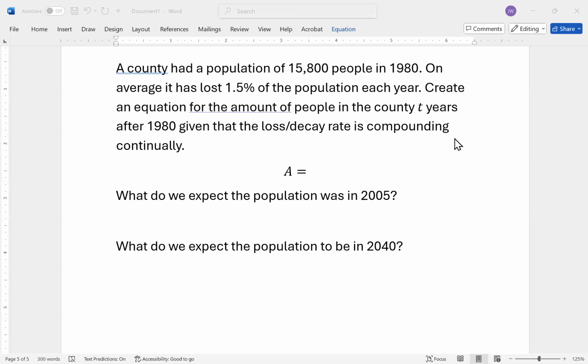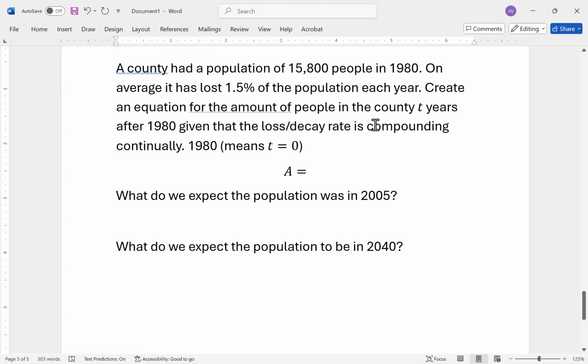All right, so the county had a population of 15,800 people in 1980, okay? And we're starting our years count at 1980. So the year 1980 means my t value is 0. So a t value of 0 represents 1980.